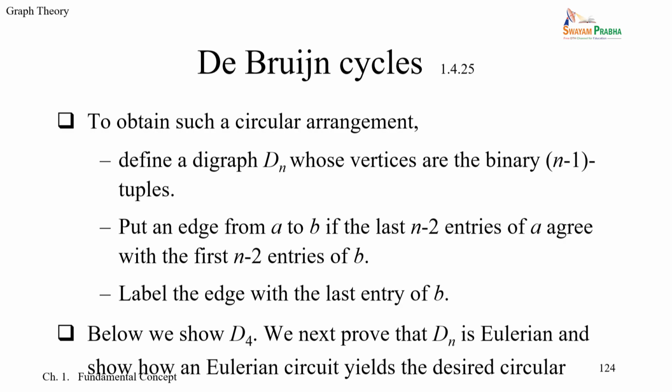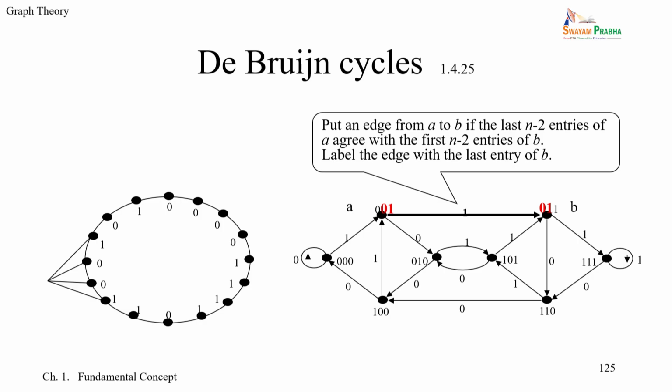To obtain such a circular arrangement, define a digraph Dn whose vertices are binary n minus 1 tuples. Put an edge from A to B if the last n minus 2 entries of A agree with the first n minus 2 entries of B, and label the edge with the last entry of B. Below we show D4. We next prove that Dn is Eulerian and show the Eulerian circuit yields the desired circular arrangement.